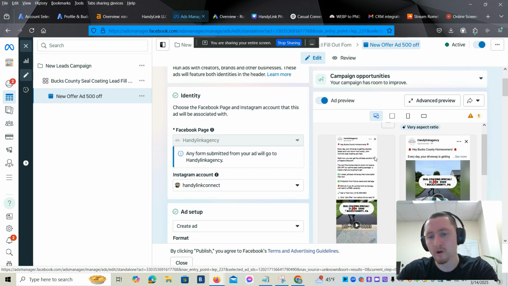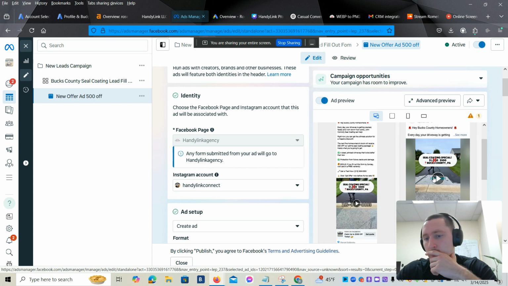So our offer was $500 off for sealcoating the driveway. Obviously, it really depends on how big the job is. If the job is really small, like 200 bucks, we'll probably do a smaller offer. But the whole point is, for Facebook ads to work, you need to have a really good creative, a really good offer, and a good ad copy. So I'm going to show you guys my creative right now. Give it a moment.